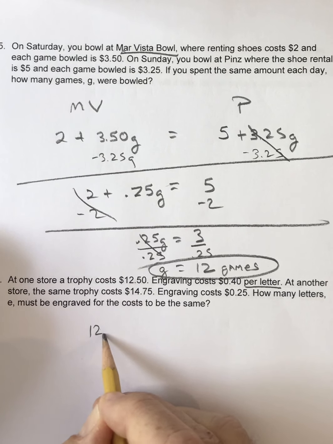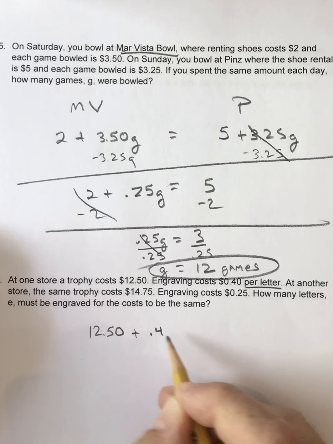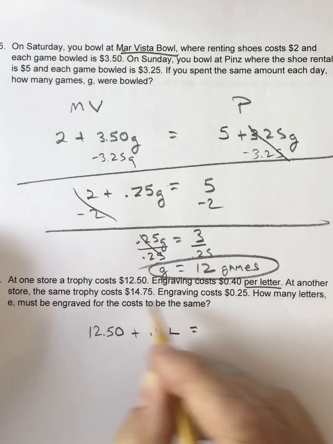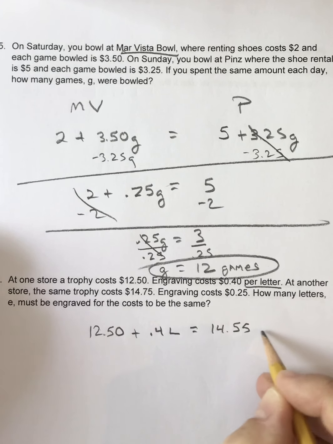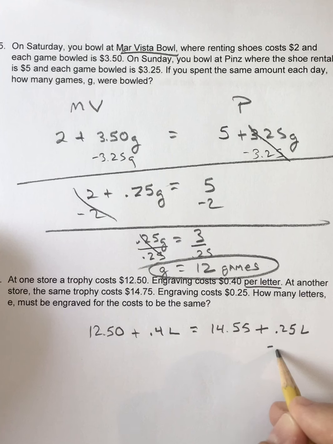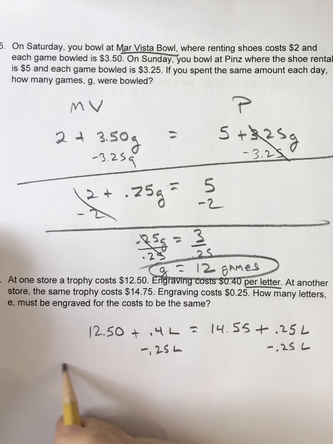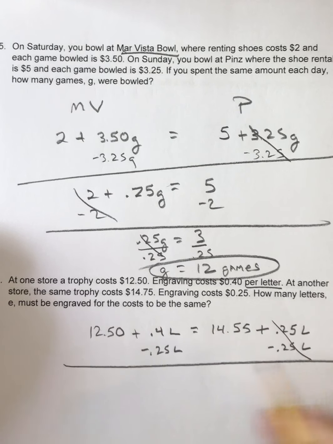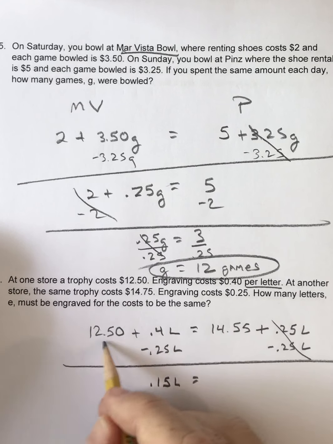Well, one store got $12.50 plus 0.40. That's 40 cents per letter. At another store, the same trophy costs $14.75 plus 0.25 per letter. All right, so I'm going to subtract 0.25 letters. I said liters, sorry. Cancels. This is 0.15 per letter.